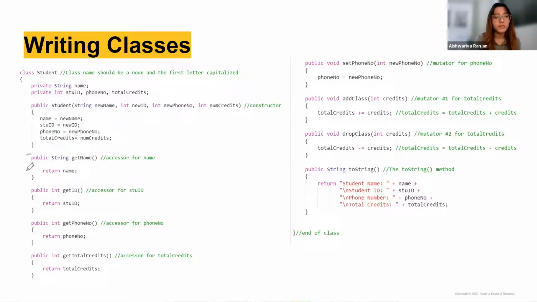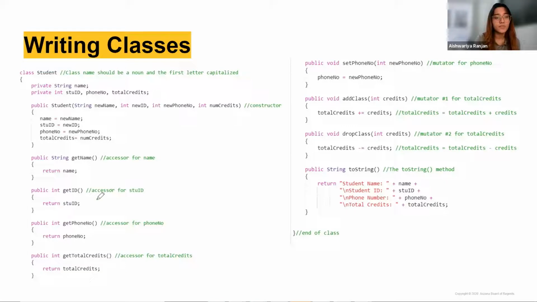Then we have another public method, get name. It's public because of the plus sign, and its return type is string, and the name is get name. It doesn't need any inputs because you're basically just returning something to the user. You don't need inputs to return that name. So over here, we simply have to return the name.